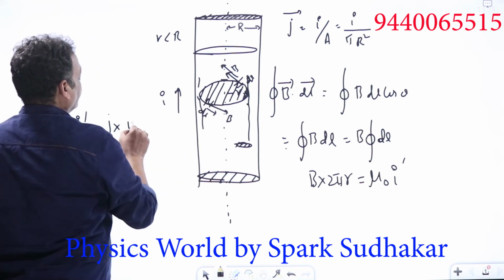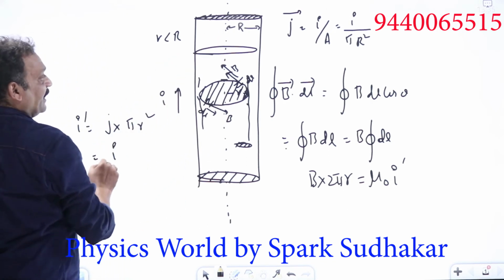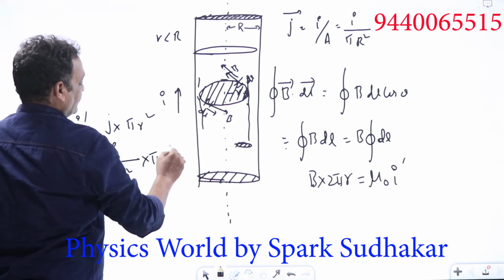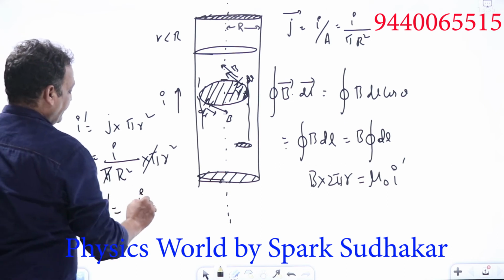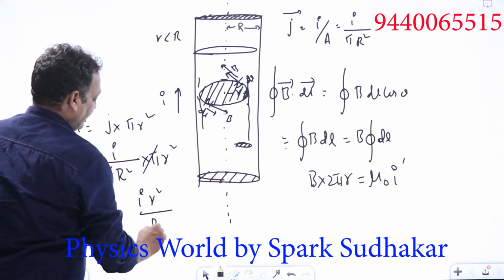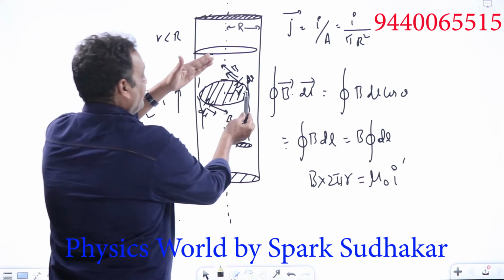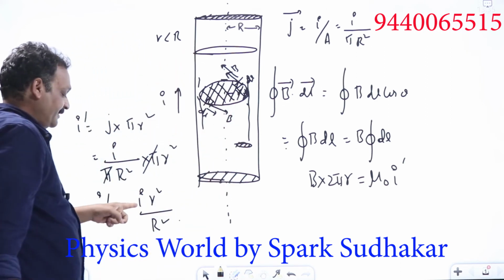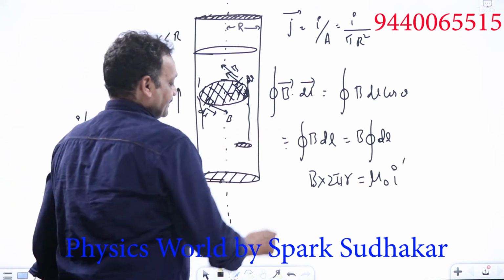Area of this path is pi small r square. What is J? J equals I by pi capital R square, into pi small r square. Pi and pi get cancelled. So I dash equals I small r square by capital R square. The effective current passing through this cross-sectional area, I dash, is nothing but I into small r square by capital R square. Now substitute that I dash there.